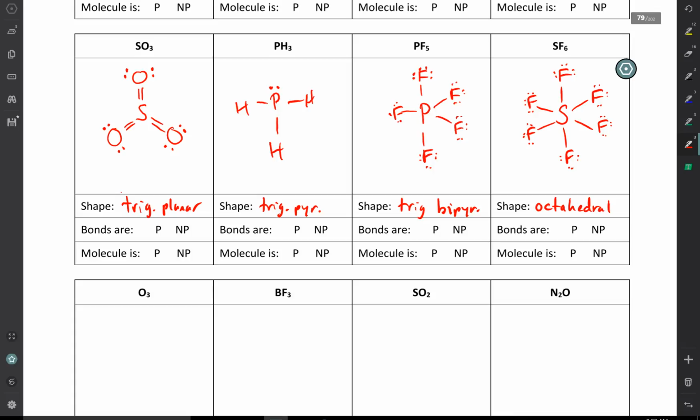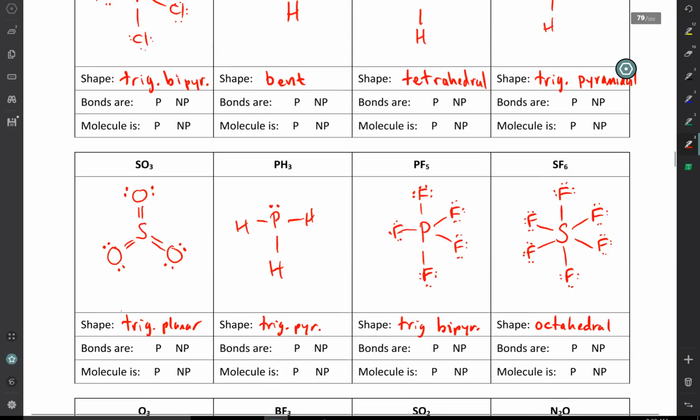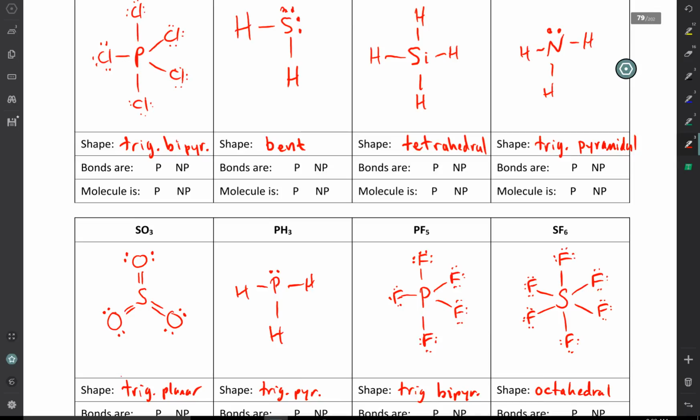All right, so take a moment and check your work against what we've got on the screen. SO3, that's going to be trigonal planar. I've got no unshared pairs of electrons, and I've got 3 atoms bonded to the central atom. Again, keep in mind that double and triple bonds are analogous to single bonds in this model. PH3 is trigonal pyramidal, extremely similar to NH3.